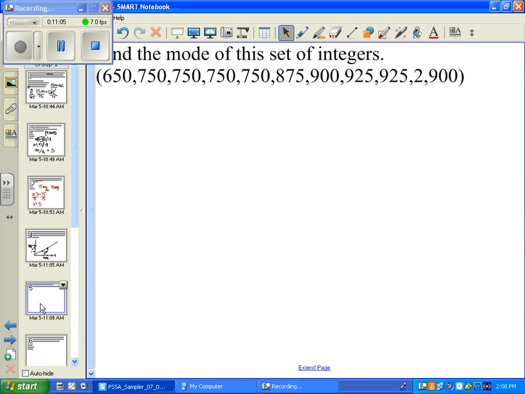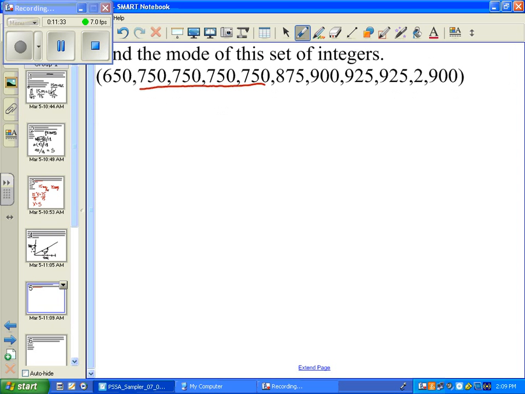This is a mode problem. It says find the mode for this set of integers. And we have 650, we have 4 750s, and we have some other numbers here: 875, 900, 925, and 2,900.